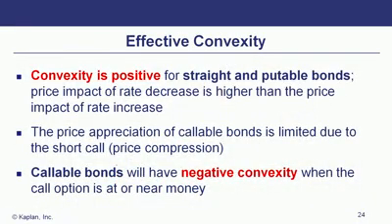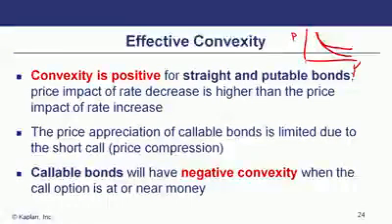So effective convexity. Convexity is positive for straight and putable bonds. That means that when we talk about convexity, again, remember we're looking at yields here, we're looking at price here, and for a straight bond we have this, right? So it's a convex function. And for a putable bond, what would change is it would kind of come off here earlier, right? So the downside is going to be limited. So the convexity is going to be positive always for straight bonds and for putable bonds. So the price impact of a rate decrease is going to be higher than the price impact of a rate increase.